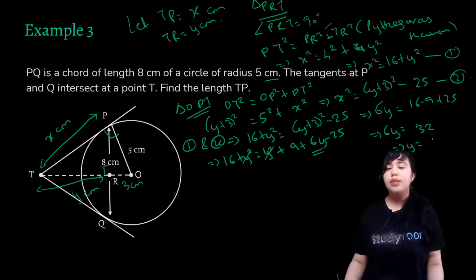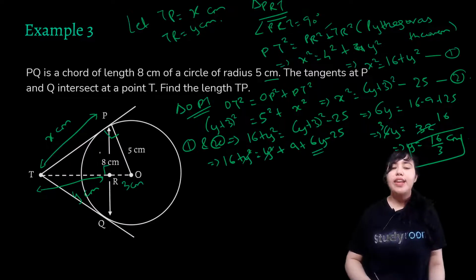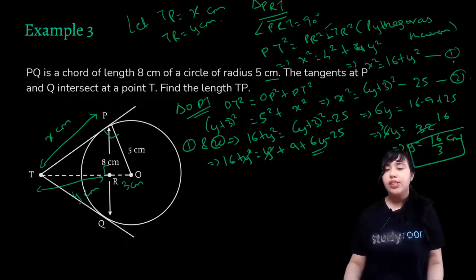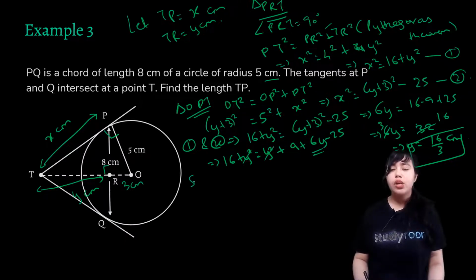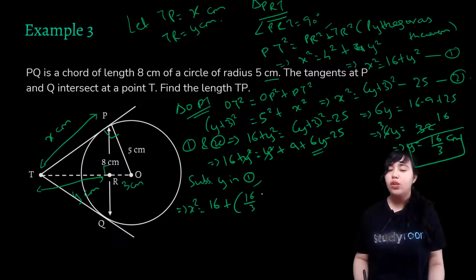So your Y becomes equal to 32 by 6, or if you cancel them out, it becomes equal to 16 by 3. Unit would be centimeters. But we require the length of TP, which is X and not Y. So to reach that stage, we can make use of equation 1. So substitute this value of Y in the first equation, and then you will get X square as 16 plus Y square, that is 16 by 3 whole square.